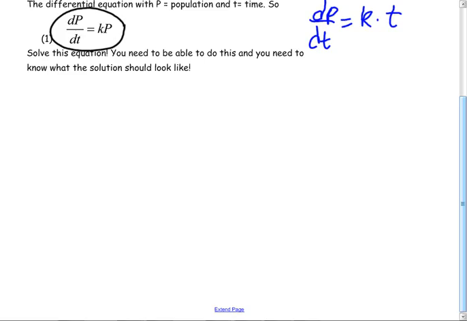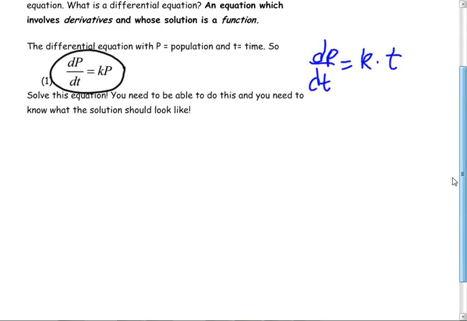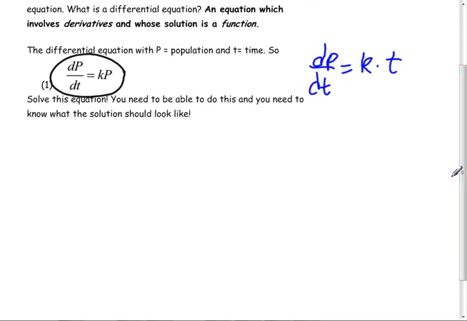Yes, we do. Okay, so we need to solve that differential equation. Now that's an easy one. This shouldn't be a problem to solve. You should know what the answer is without even doing any work, by the way. Do you recognize this? This is PERT. So it's P equals P naught e to the kt.